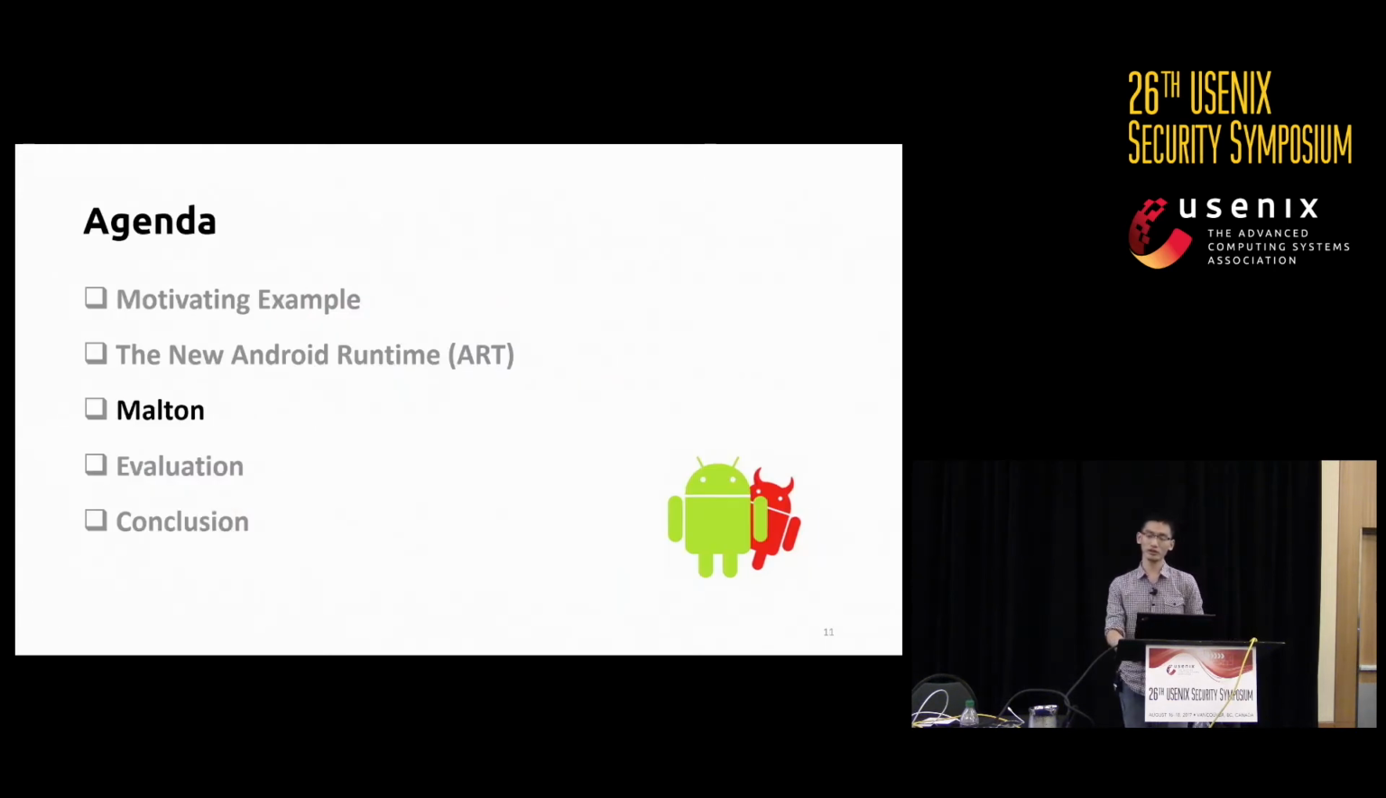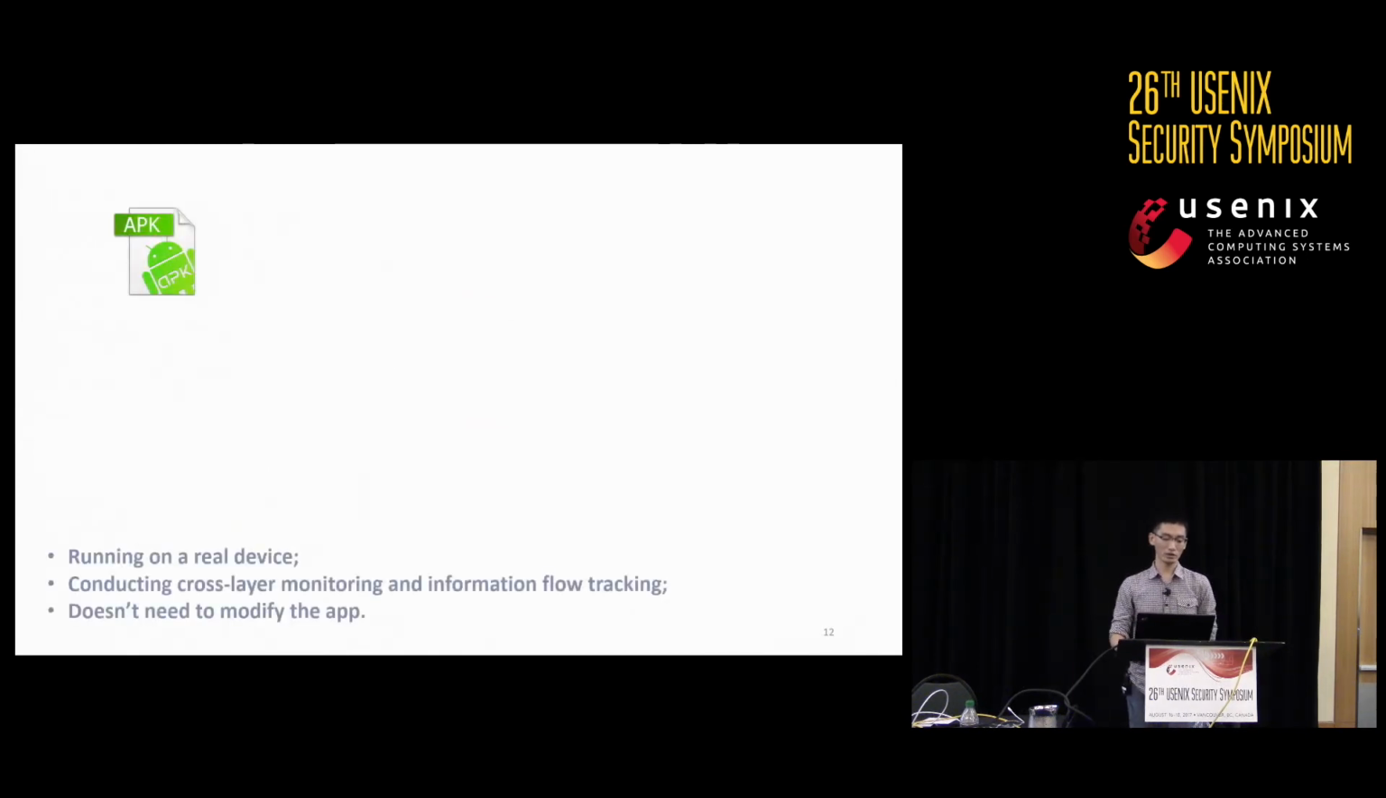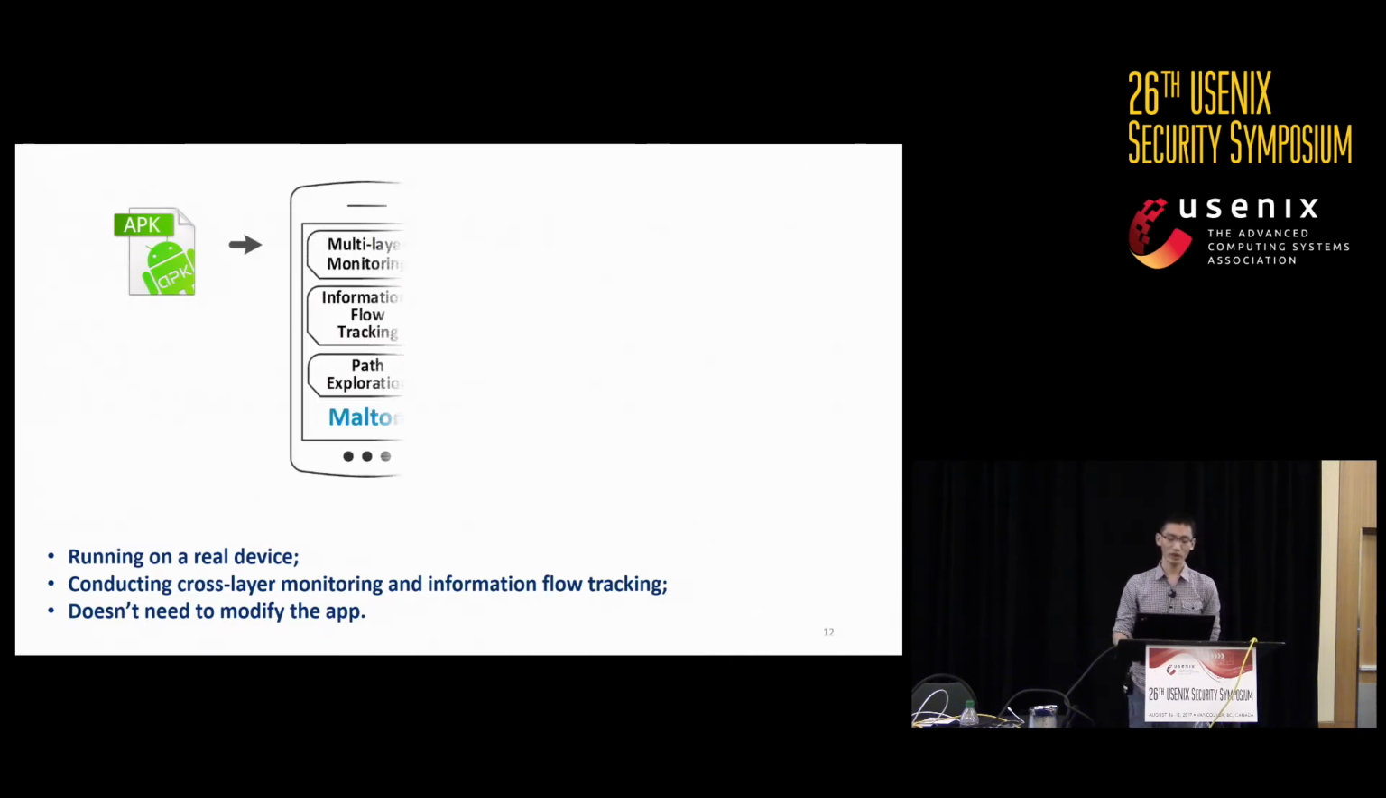Next, I will introduce the details of Malton. Given an Android app, Malton will run the app on a real device with ART runtime to conduct cross-layer monitoring and information flow tracking. Because Malton is implemented based on the dynamic instrumentation framework Valgrind, it does not need to modify the targeted app. During the running of the targeted app, it conducts 3 major analyses on it, that are multiple layer monitoring, information flow tracking, and path exploration.